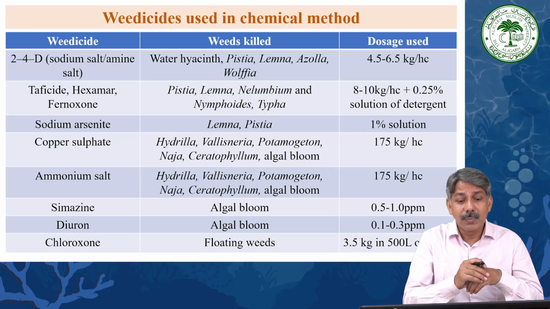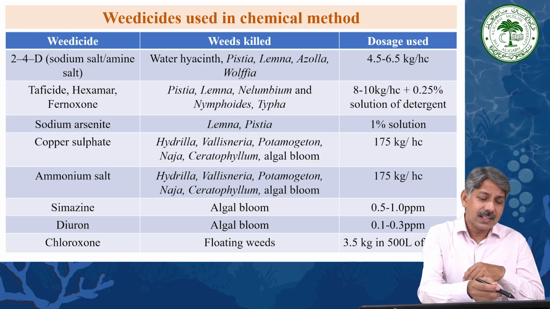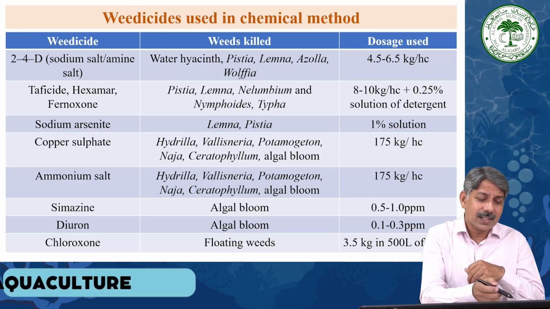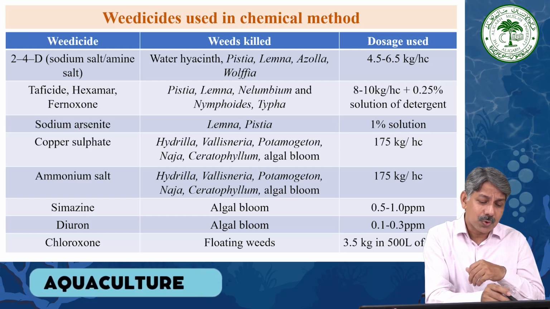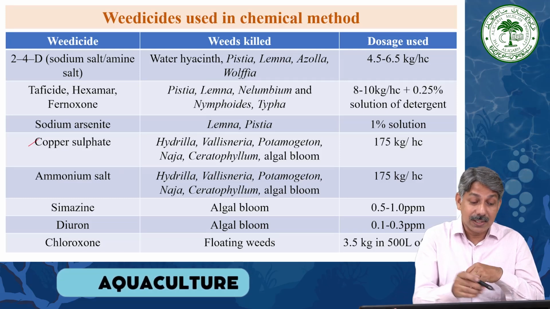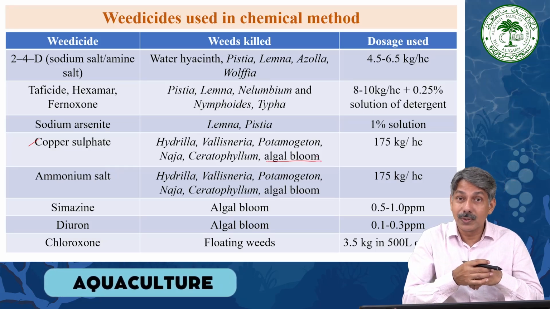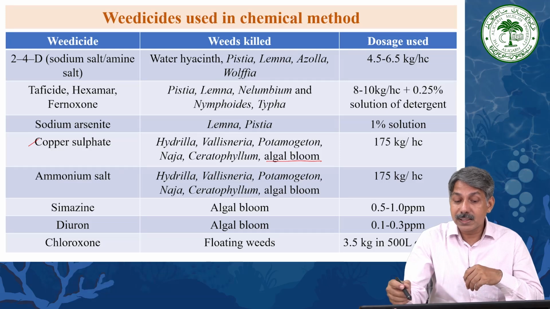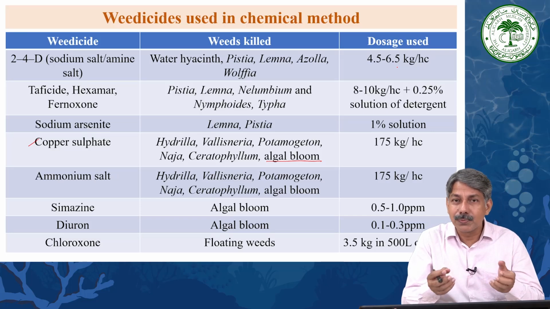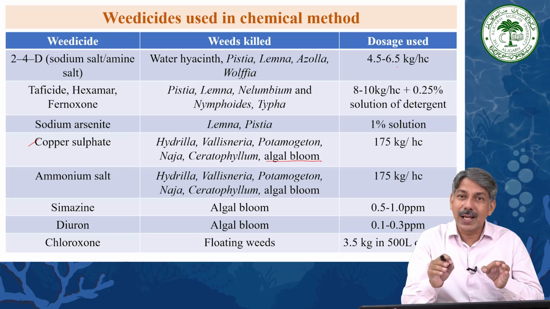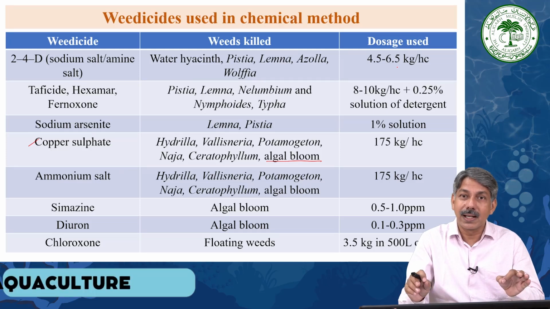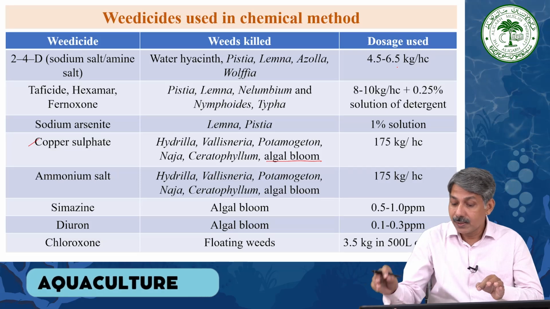Weedicides are what we use in the chemical method to remove weeds. Different weedicides have been written here. I'm not going to read them one by one, but some of them I can tell you: teficide, hexamar, sodium arsenite, and copper sulfate, which we have used also. It is very good, especially in controlling algal bloom, and it worked quite fine. And these are the different doses which are given. So you can follow the doses of the weedicides and the type of weeds they control, and stick to that only. Never overdose these chemicals in your pond. They are going to harm the entire environment. So whatever is recommended, use only that much, not more than that.